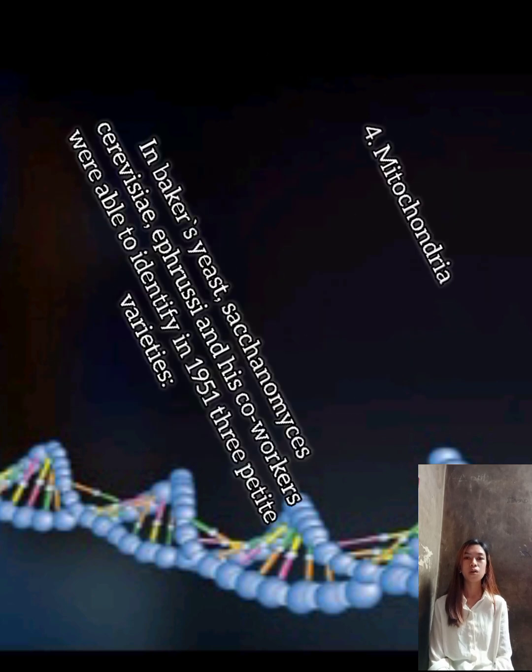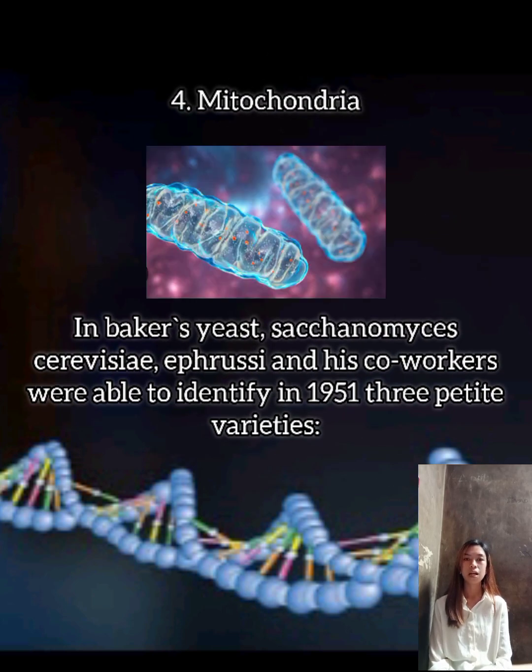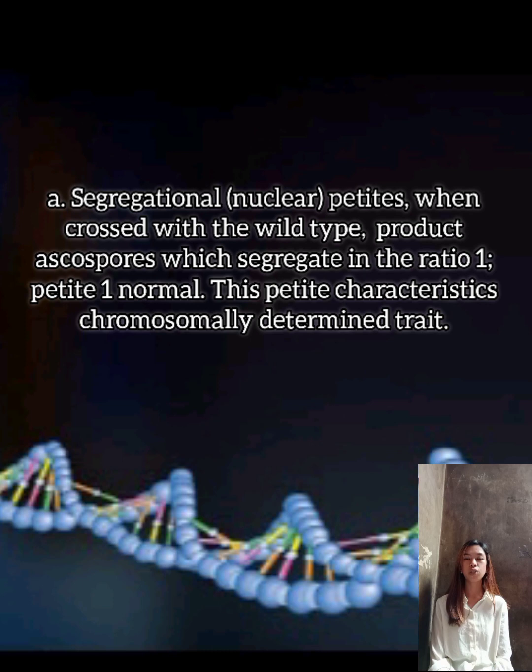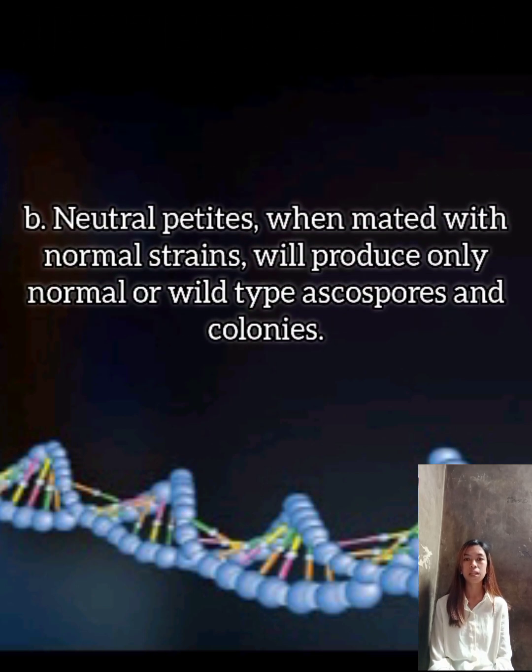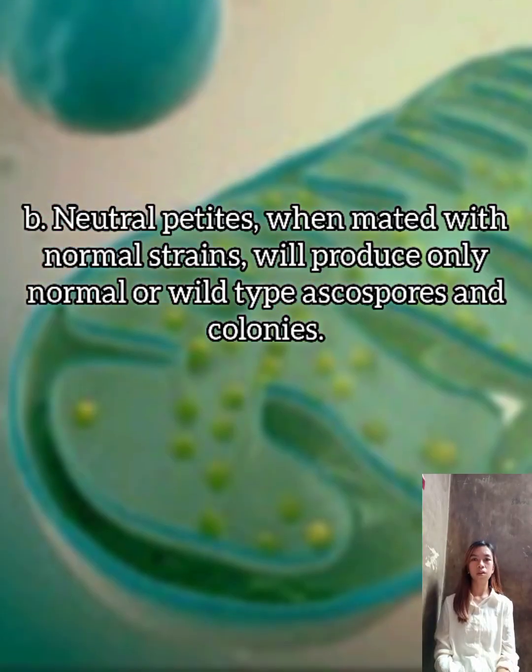Number 4. Mitochondria. In Baker's yeast, Saccharomyces cerevisiae, Ephrussi and his co-workers were able to identify in 1951 three petite varieties. A. Segregational nuclear petites. When crossed with the wild type, the product ascospores would segregate in the ratio 1 petite to 1 normal. This petite characteristic is a chromosomally determined trait. B. Neutral petites. When mated with normal strains, they produce normal or wild-type ascospores and colonies.